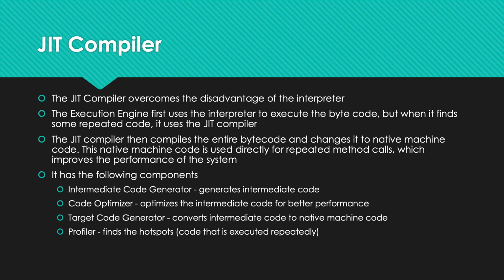So first one, we have the intermediate code generator, which is responsible for generating the intermediate code. Code optimizer, again, is optimizing the intermediate code generated in the above component to improve the performance. Target code generator converts that intermediate code into the final native machine code. Again, that's the one which is going to be run. Then you have the profiler, which is used for finding the hotspots, which essentially means it's used for finding the code which is executed repeatedly, so that it can optimize that performance better, right?